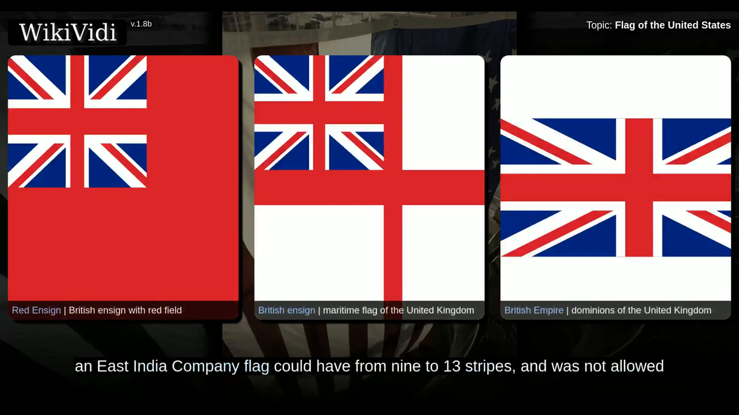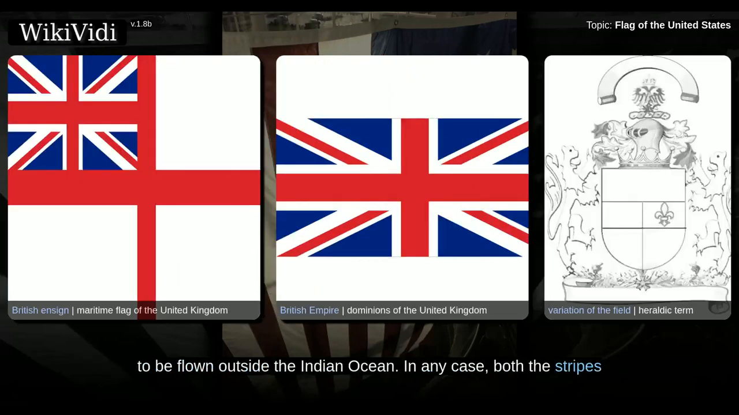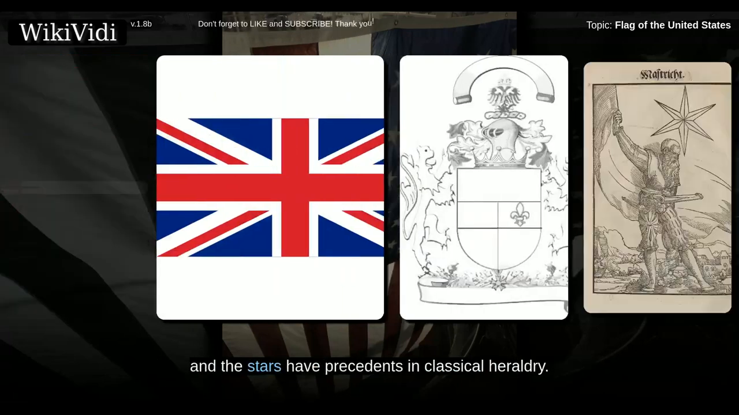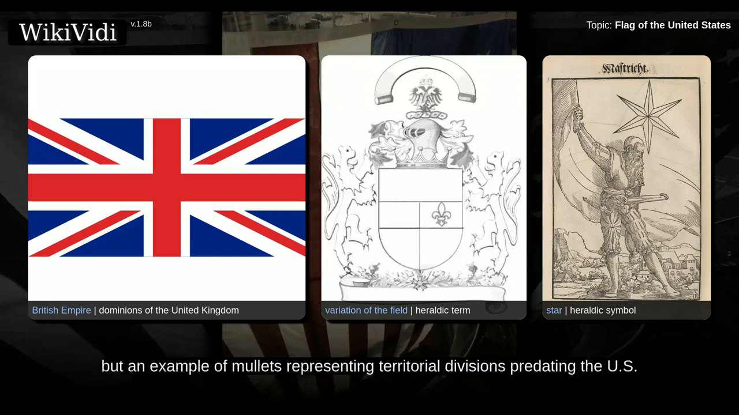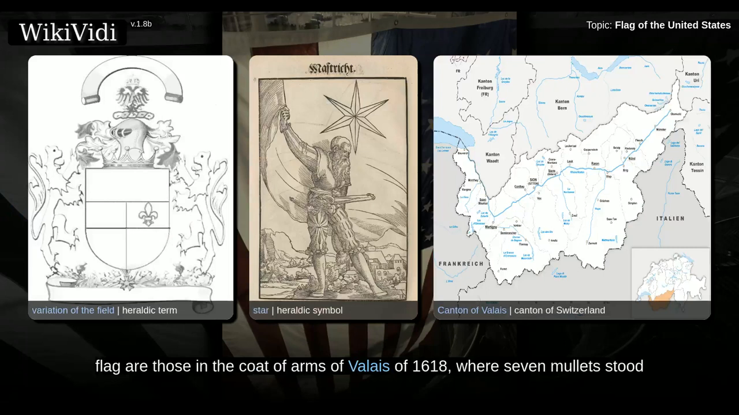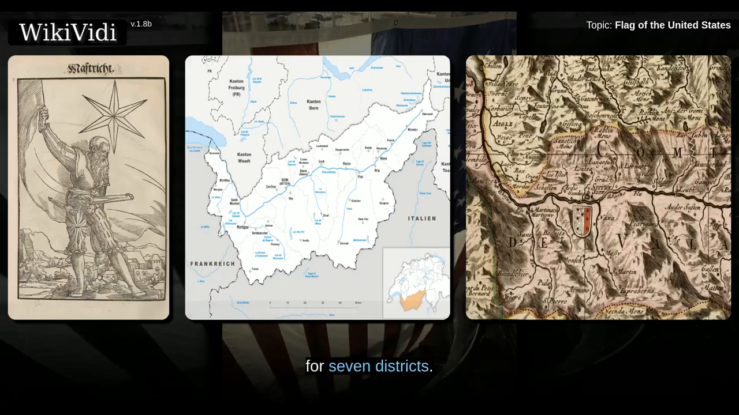However, an East India Company flag could have from 9 to 13 stripes, and was not allowed to be flown outside the Indian Ocean. In any case, both the stripes and the stars have precedence in classical heraldry. Mullets were comparatively rare in early modern heraldry, but an example of mullets representing territorial divisions predating the U.S. flag are those in the coat of arms of Valais of 1618, where 7 mullets stood for 7 districts.